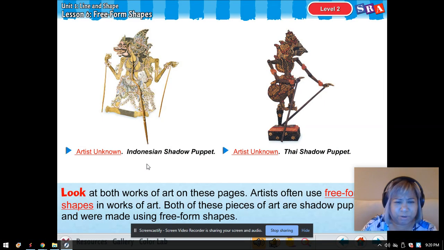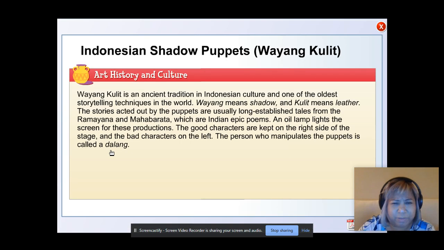Okay, so those are the 2 types. This is the Indonesian shadow puppet, and this is the one they were just talking about. Wayang kulit is an ancient tradition in the Indonesian culture, which started on the island of Java. It's one of the oldest storytelling techniques in the world. Wayang means shadow, and kulit means leather. The stories are acted out by the puppets.